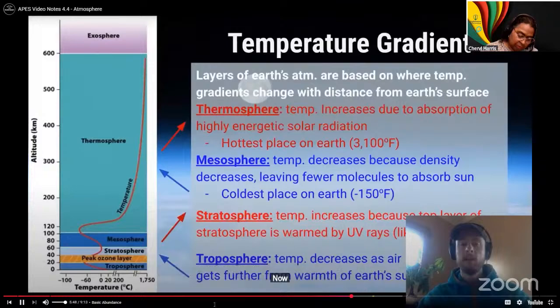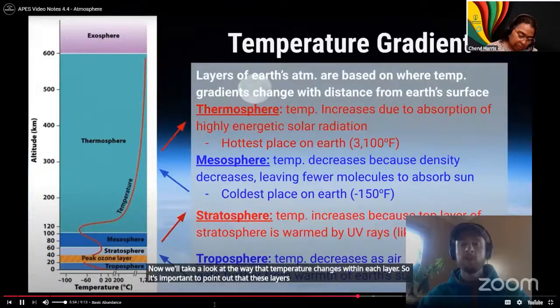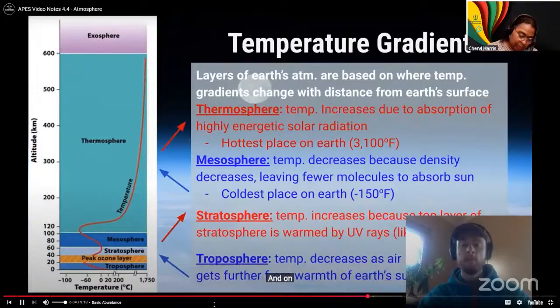Now we'll take a look at the way that temperature changes within each layer. It's important to point out that these layers are actually determined by the changes in temperature gradient. So we'll start at the lowest layer and work our way up. And I want you to keep an eye on the graph over to the left and on these red and blue arrows as we go, because they can remind you what's happening to temperature.